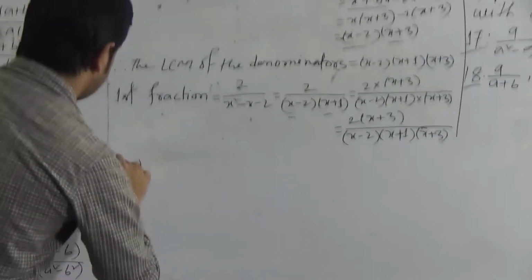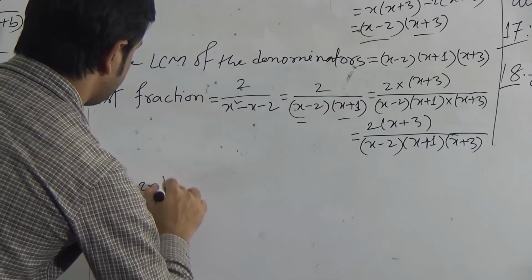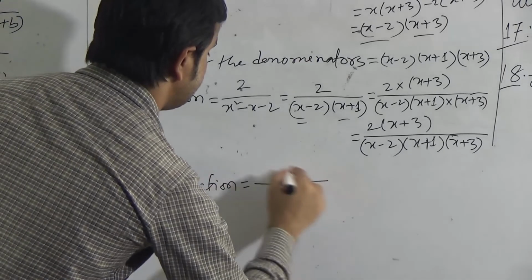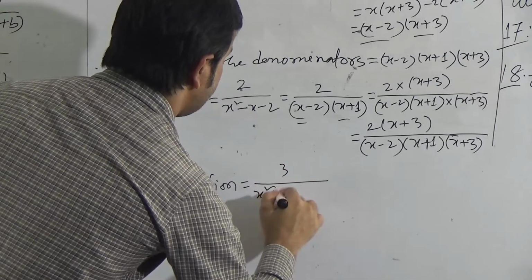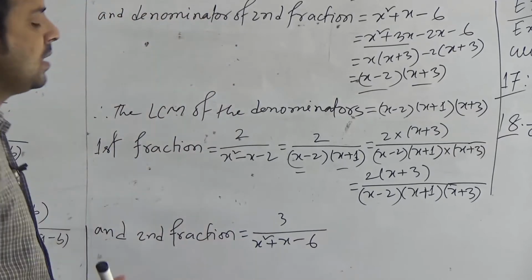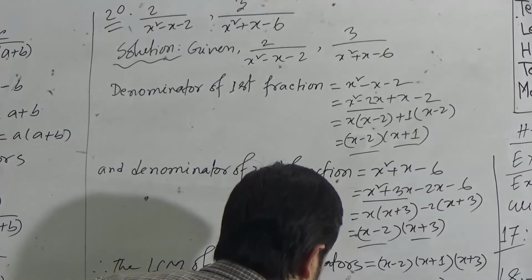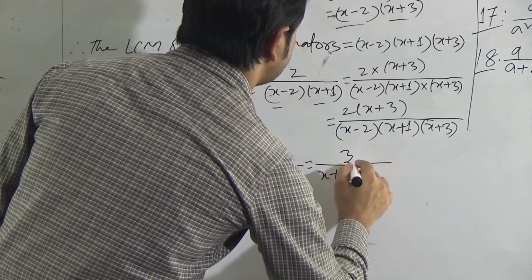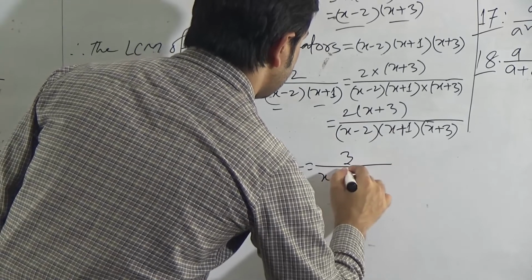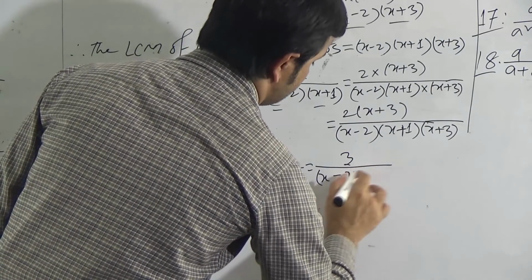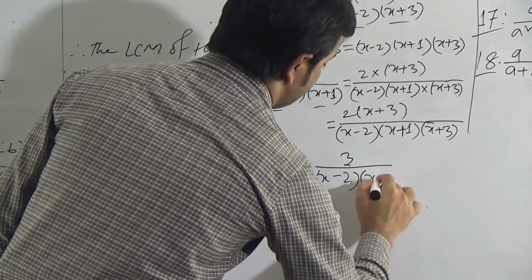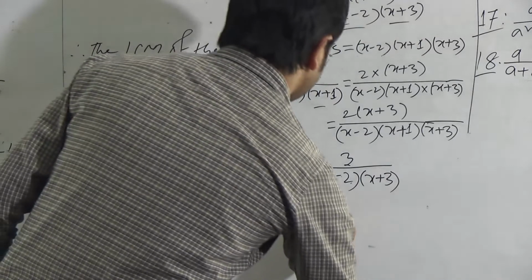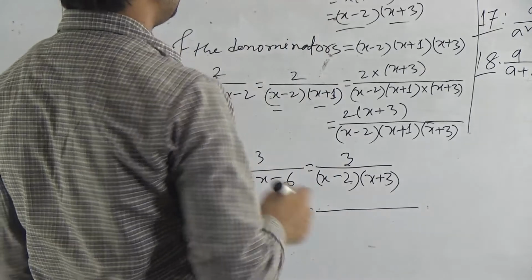And the second fraction is 3 divided by x square plus x minus 6. This is our second fraction. We can express this in this way: x minus 2 into x plus 3. So we can multiply now both the numerators and denominators by the quotient.